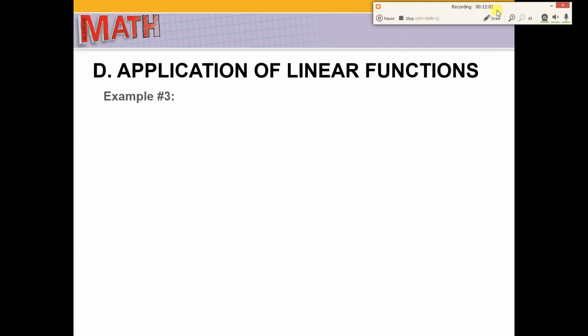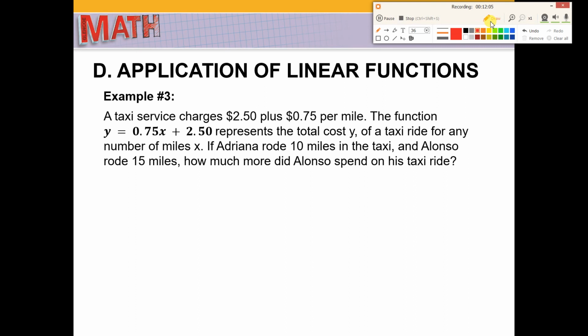Let's have our last example for this video. Okay, example number 3. A taxi service charges $2.50 plus $0.75 per mile. The function y equals 0.75x plus 2.50 represents the total cost y. So our total cost is y of a taxi ride for any number of miles x. So x is represented by the number of miles.